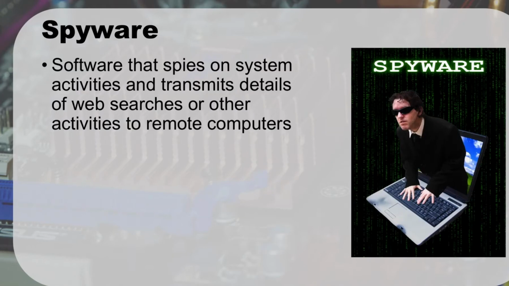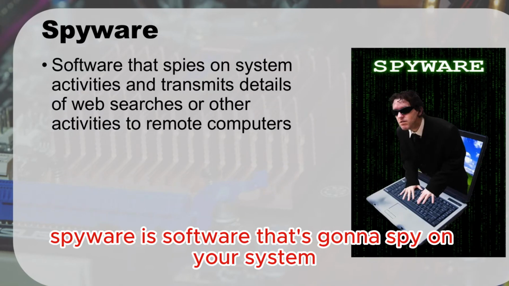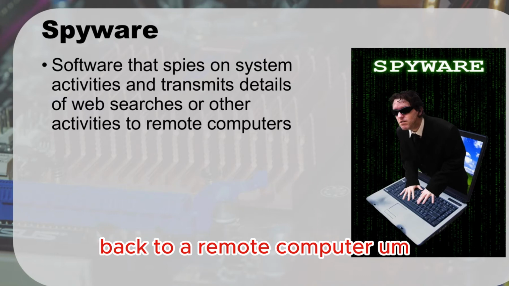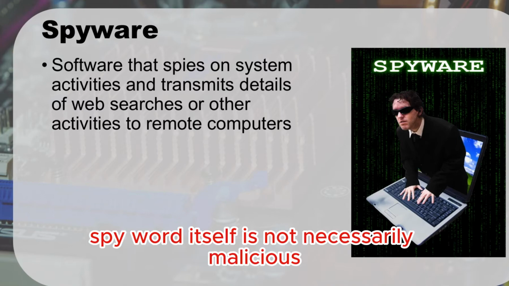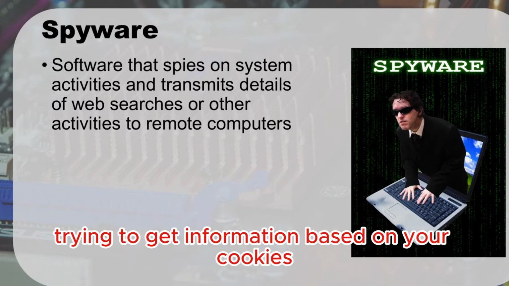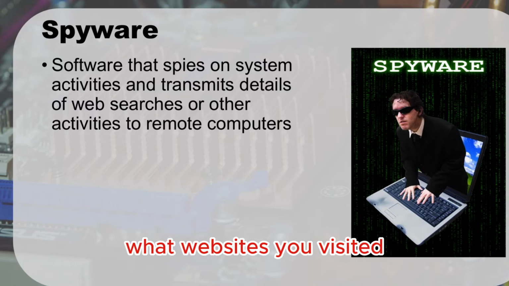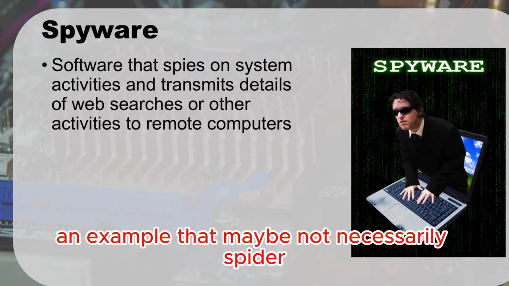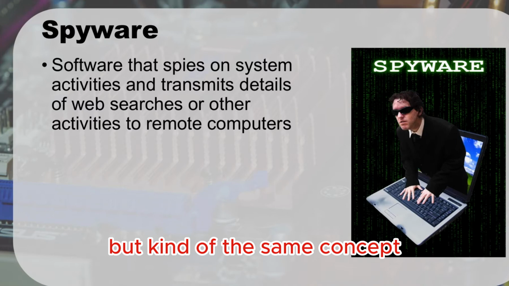Spyware. Spyware is software that's going to spy on your system activities, and it transmits those details back to a remote computer. Spyware in itself is not necessarily malicious, but it is an invasion of your privacy. A lot of times, spyware is trying to get information based on your cookies, what websites you visited, what things you look at. An example that, maybe not necessarily spyware, but kind of the same concept.